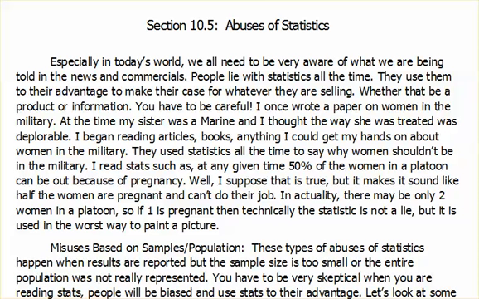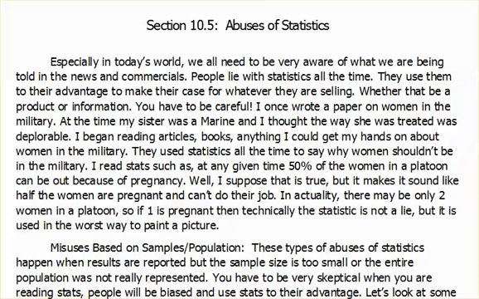This is going to be an interesting section. This is section 10.5, which is talking about abuses of statistics. And even more than you understanding mean, median, and mode and all of that good stuff.